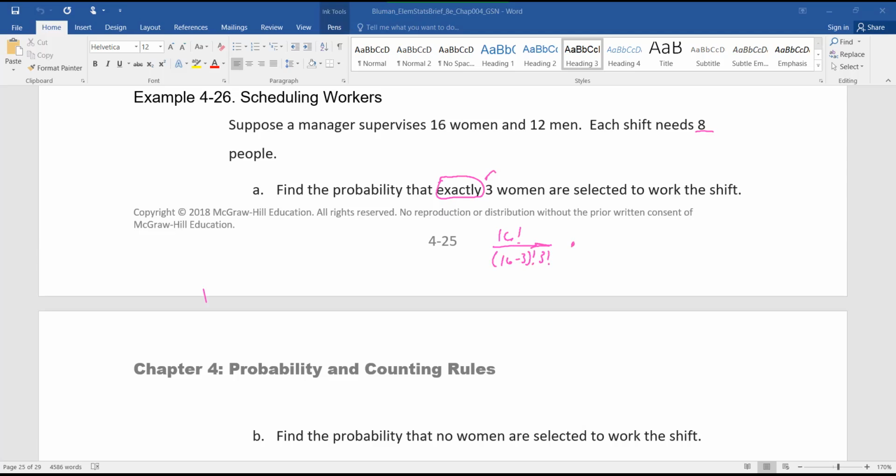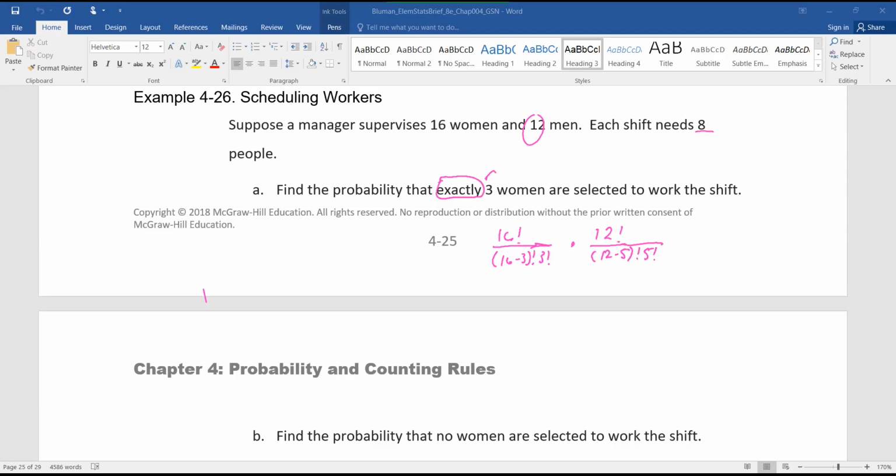I don't want any more women. I wanted exactly 3 women. So the other 5 must be what? Now the other 5 have to be men, but how many men do I have? So now it becomes 12 factorial over 12 minus 5 because it has to be 5. Again, I want exactly 3, not at most 3, not at least 3, exactly 3. So that means the other 5 have to be men.